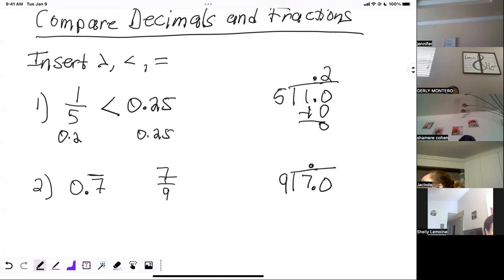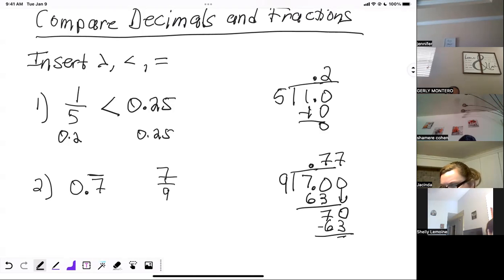Okay, so 9 times 7 is 63, with 7 left over. Bring down a 0. Again, 7, 63. Bring down the 0 again. As you can tell, it's going to keep repeating. So this is 0.7 repeating. So they are equal. They are the same representation. 0.7 repeating is 7/9.